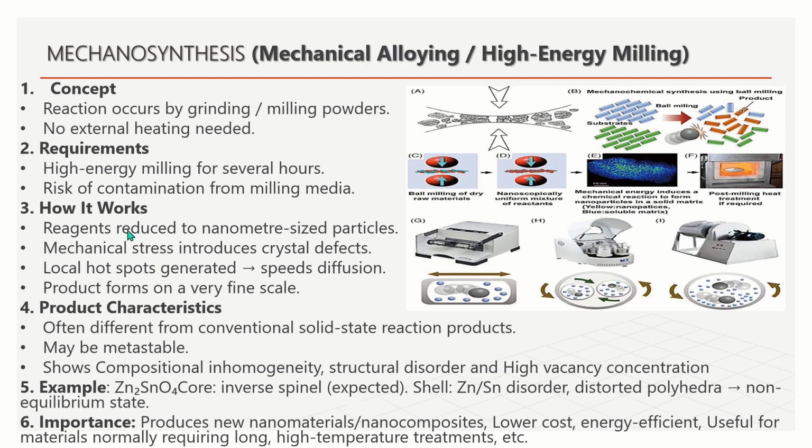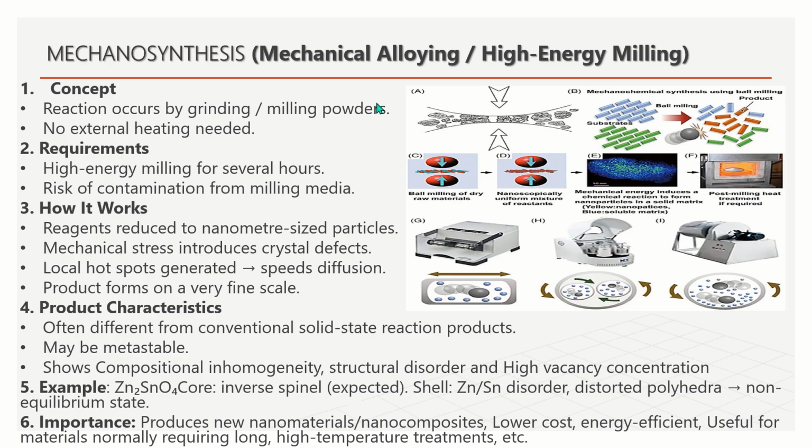Now let us discuss a completely different kind of solid state reaction called mechanosynthesis or mechanochemical synthesis. Normally solid state reactions require very high temperatures to make atoms move and react, but in some favorable cases we can make reactions happen just by grinding the solids together without heating the sample at all. This is done using high energy milling. For example, mechanochemical synthesis using ball milling is shown here: substrates, ball milling, and the new product is formed.